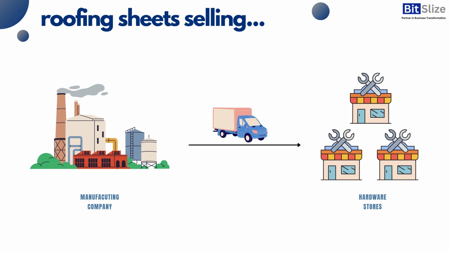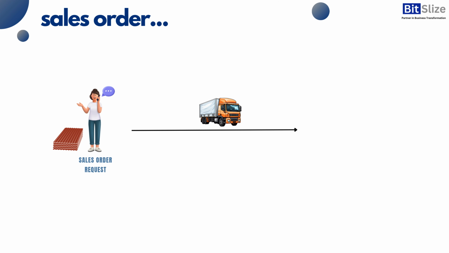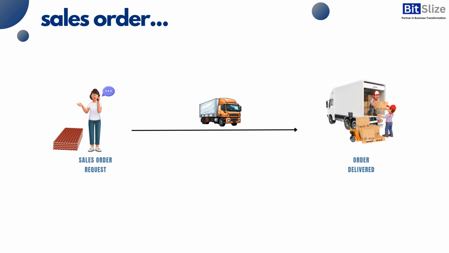The company manufactures roofing sheets and sells them to various hardware stores across the country. The process begins when a sales officer receives an order from a hardware store and continues until the order is delivered. Sales officers are in different regions of the country. This use case is applicable to many manufacturing or distribution organizations to manage their orders. Let's begin by understanding the current manual process.